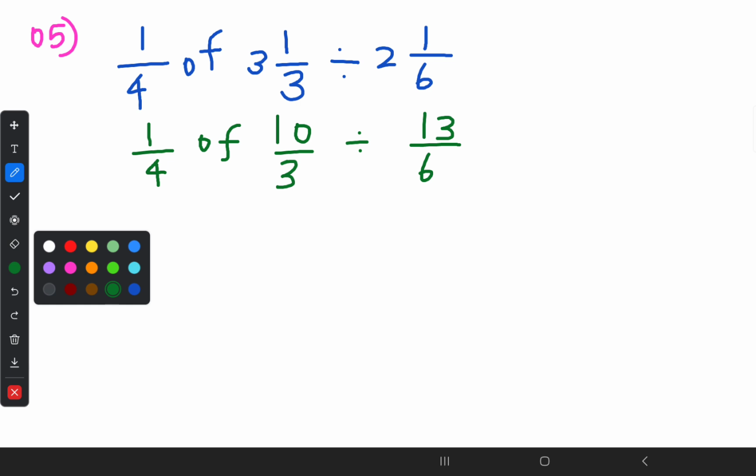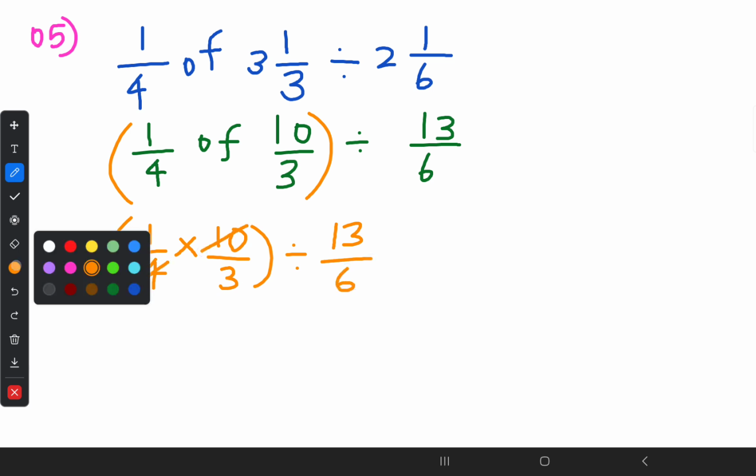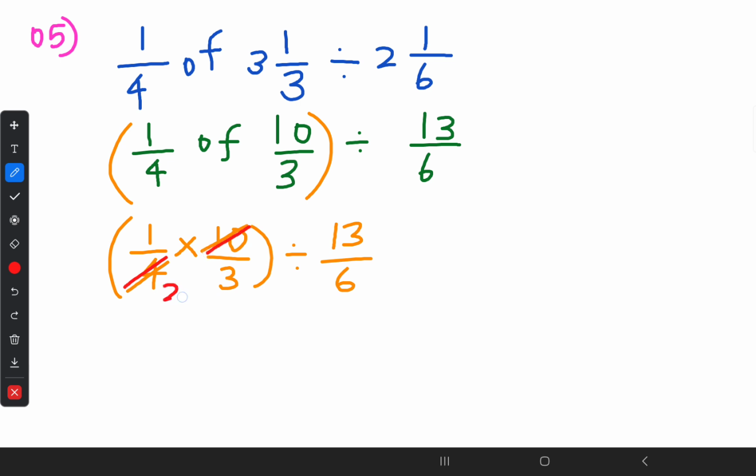Then we can give priority by the BODMAS order: bracket, of, and so on. Our priority belongs to of. Of means multiplication. So 1 upon 4 multiplied with 10 over 3 divided by 13 upon 6. Here we can simplify 4 and 10 by 2 times, so it would be 5 over 6 divided by 13 over 6.